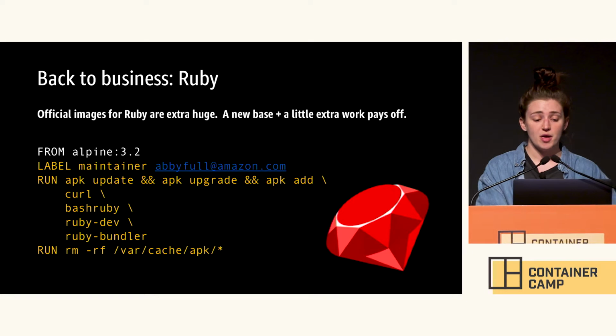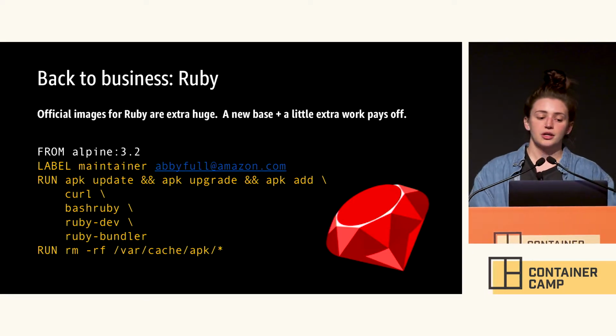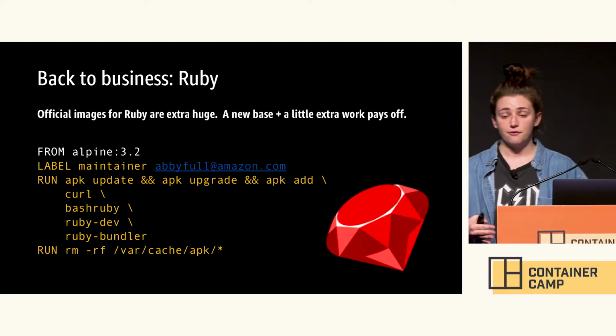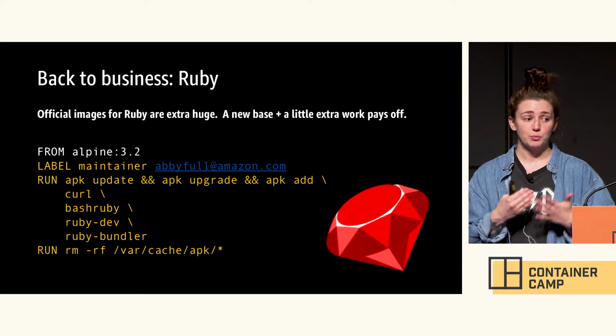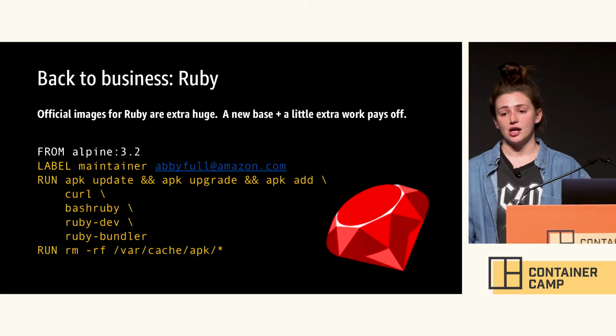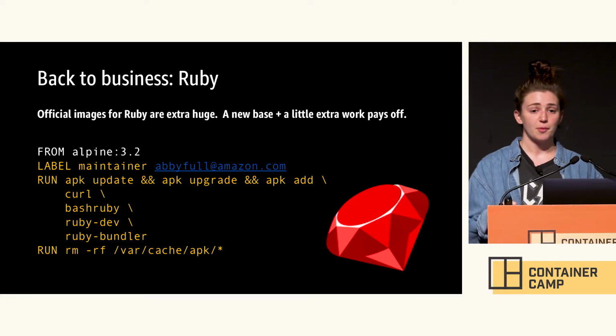So you can use a more minimal base image, but it means you'll have to do a little bit of extra work. In this one, I'm running APK update. I'm installing a bunch of packages that for the official Ruby image would probably come by default. But in this example, I have to add them myself because I'm using a more minimal base to build from. So that's one of the trade-offs that I spoke about earlier, right?